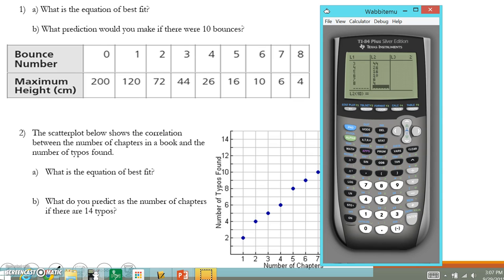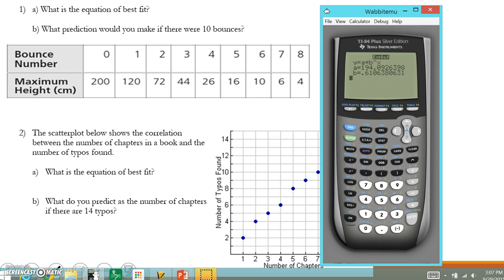Okay, my plots should already be on because I turned them on the last example, so I hit zoom 9. That, I would say, it's not a line, it's not a full U, it is a half of U. So that means I'm going to hit stat and go over to calc. I'm going to press 0 because it was a half of U. I'm going to go down to calculate, hit enter, and there is my equation. So again, I cannot round it, so I need to write out all of those decimal places.